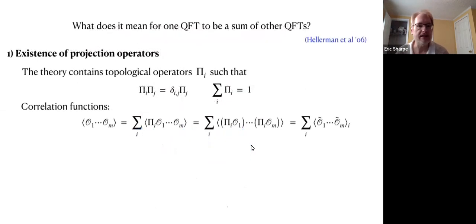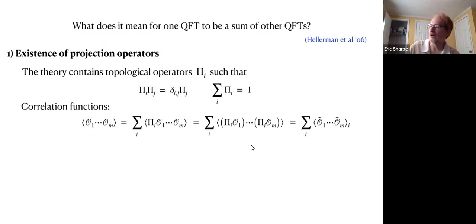So what does it mean for one field theory to be a sum or disjoint union of other quantum field theories? Well, one thing it means is that the theory contains projection operators. These are going to be topological local operators that square to themselves, that are orthogonal in the sense that the product of any two projectors is zero, and that form a complete set in the sense that they sum to the identity.